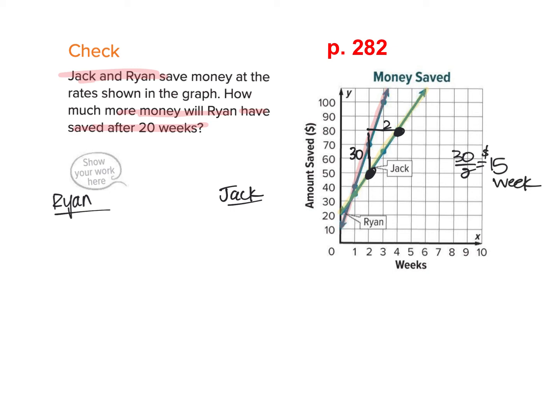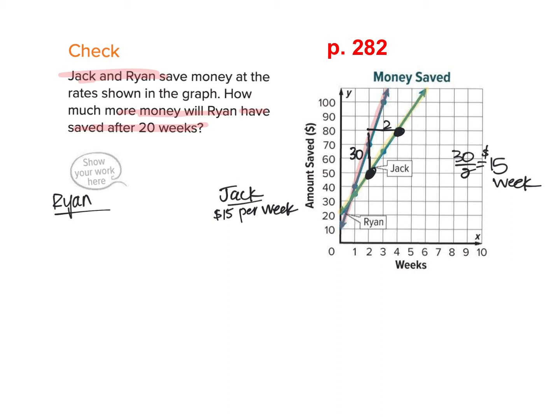Okay, so I'm just going to write that down. I know that about Jack, 15 per week. Now I have to find his initial amount. If I look down at the graph, I am not sure. There's not a nice point, okay? You could maybe guess, but I'm not for sure. So I'm going to have to plug it in.